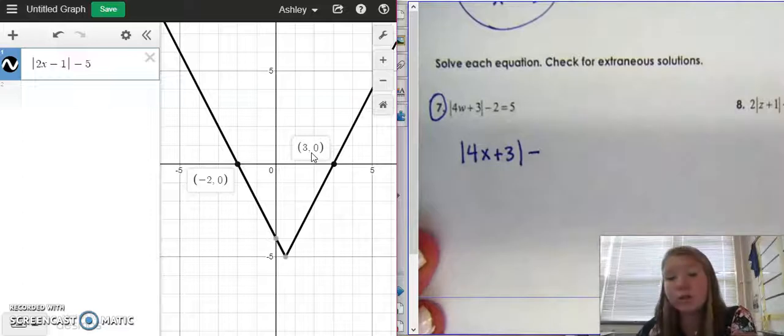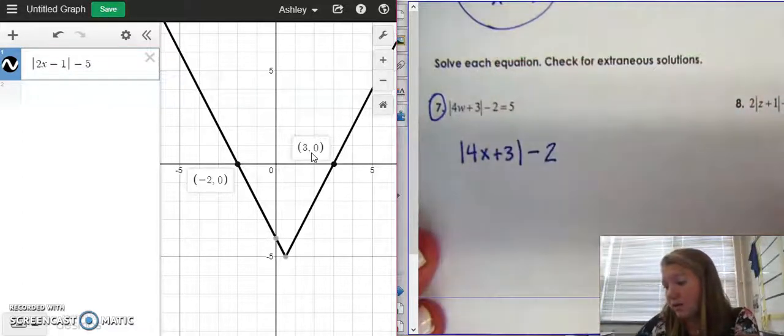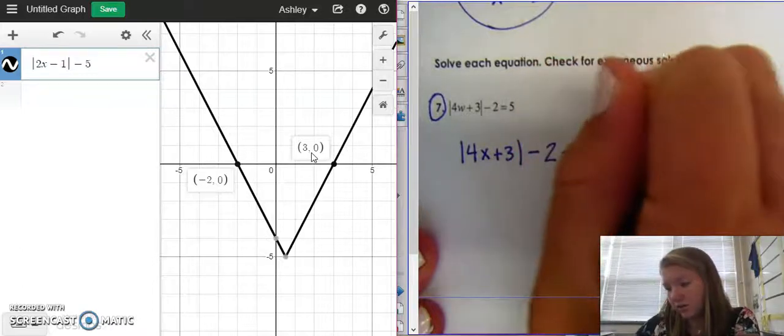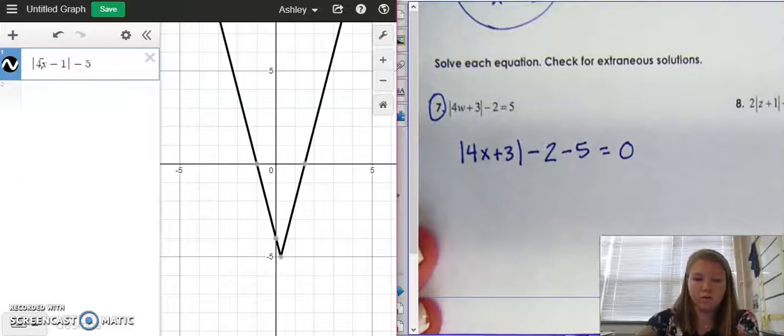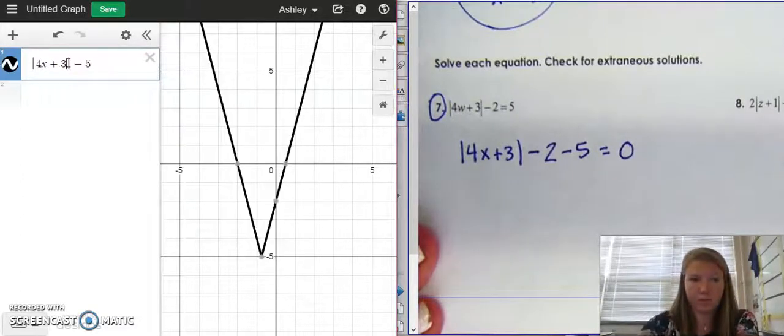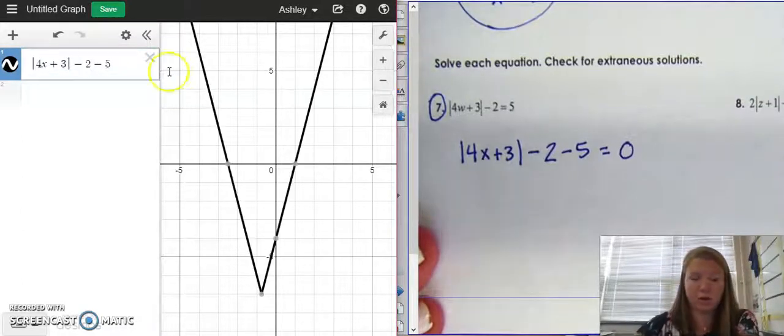So there's 2 ways you could type this into Desmos. You're going to get the same answer either way. You could leave that minus 2 and just put a minus 5 on the end. Okay, so I'll show you how that looks. 4x plus 3, minus 2 and then minus 5. We got 2 solutions.